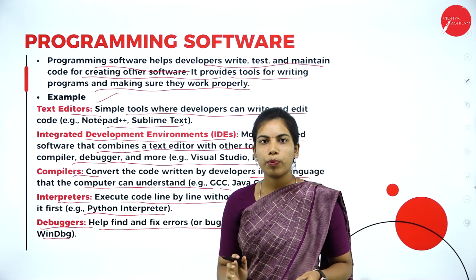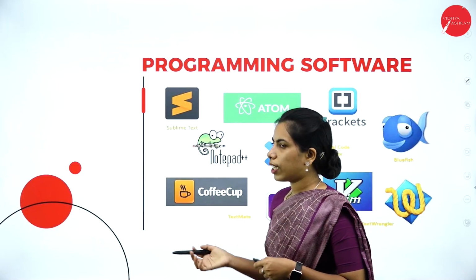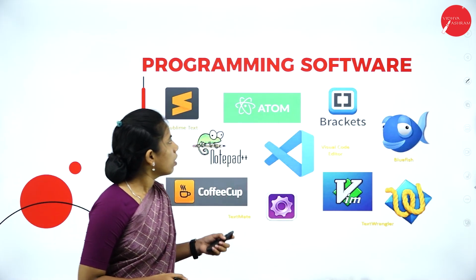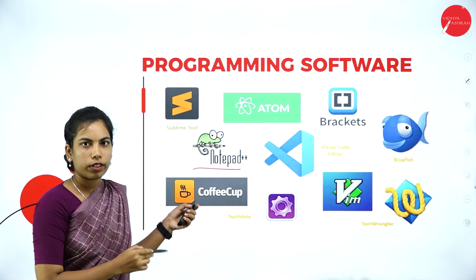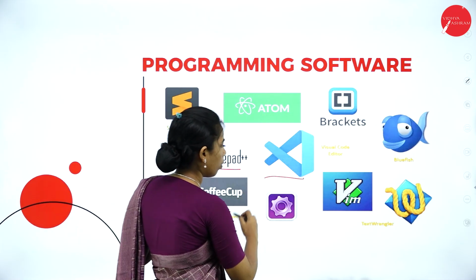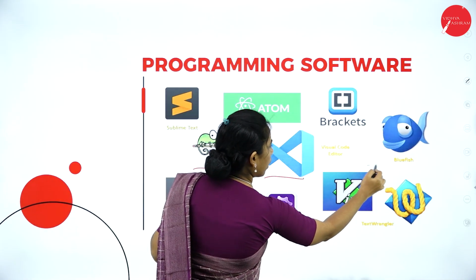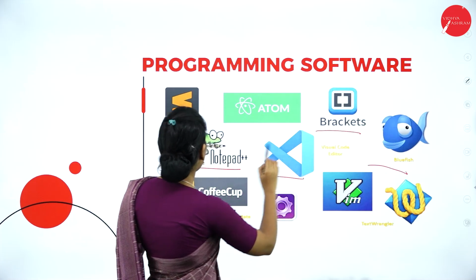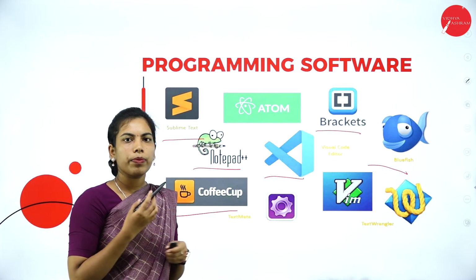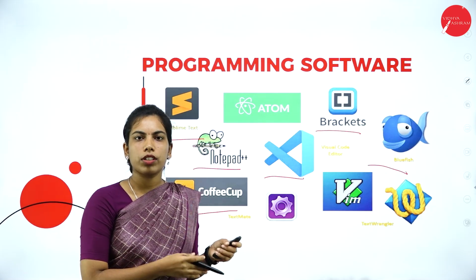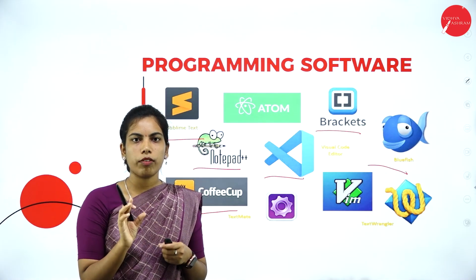This is all about the programming software. So here you can see some more examples for the programming software. Notepad++, this is the icon for Notepad++, Visual Studio and also Bluefish and Brackets and Sublime Text for text editing. So these are some visual representations of the programming software icons.